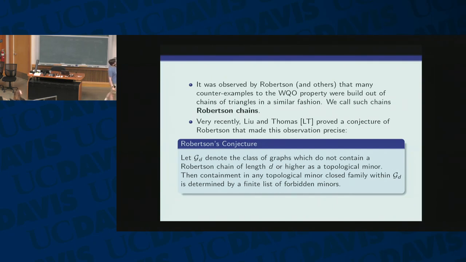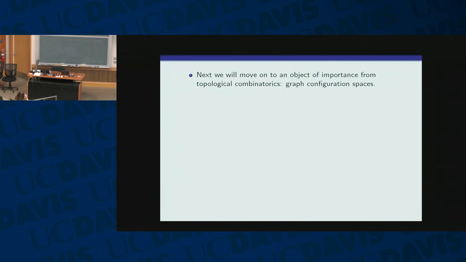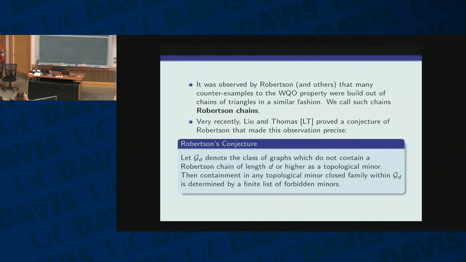Then containment in any topological minor closed family within G_d is determined by a finite list of forbidden minors. Which Leo, which Thomas? This is Chun-Hung Liu, who's at Texas A&M, and Robin Thomas. So yeah, this is Robertson's conjecture. As I said, this is Robertson's conjecture in the same way that Sayre's conjecture is a conjecture, which is to say, at this point it's been proven, but probably we're going to continue to call it Robertson's conjecture. So yeah, this essentially has been proven.